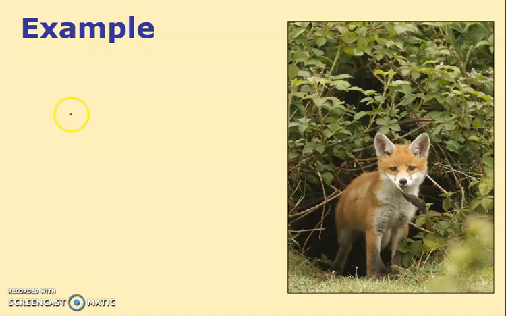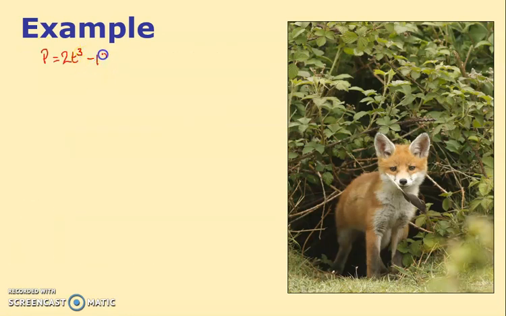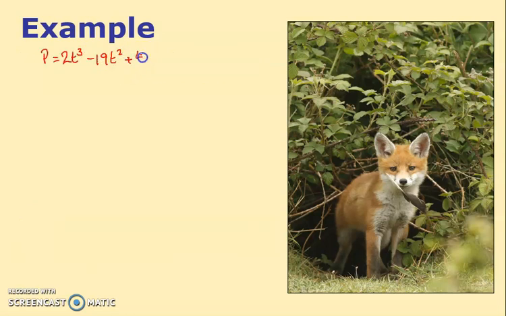So P equals 2t cubed minus 19t squared plus 40t plus 100. Now notice I said dy by dx. Of course, this time we have to write dP by dt. Get the letters right. And if I differentiate, I get 6t squared minus 38t plus 40.